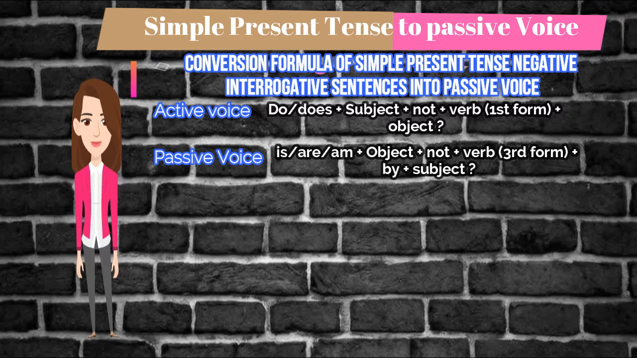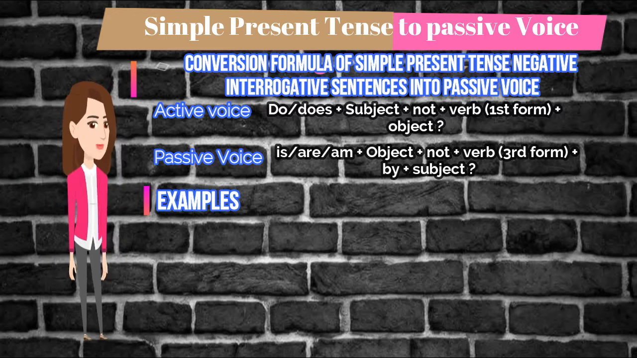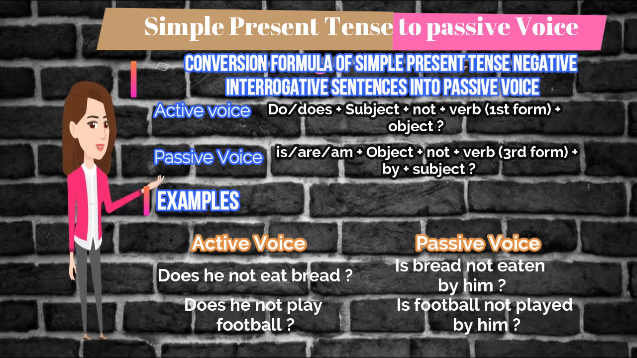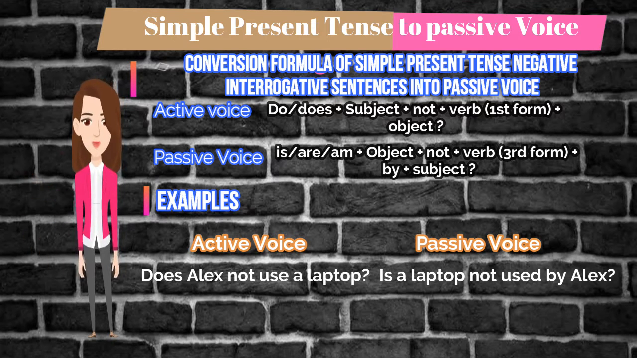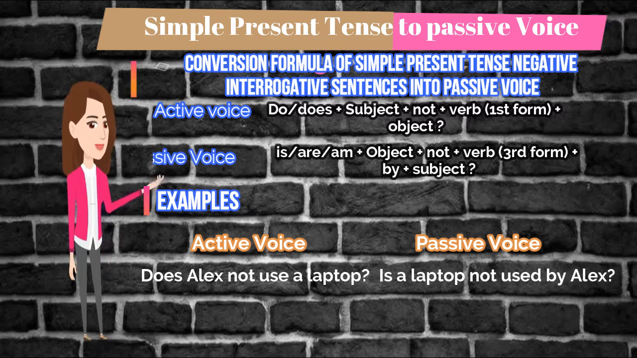Let us see some examples of negative interrogative sentences of simple present tense to passive voice. Does he not eat bread? Is bread not eaten by him? Does he not play football? Is football not played by him? Does Alex not use a laptop? Is a laptop not used by Alex?